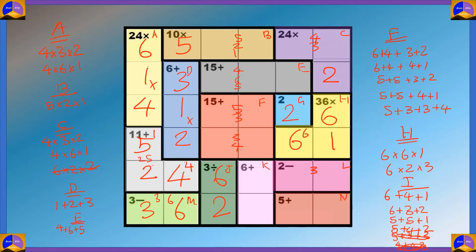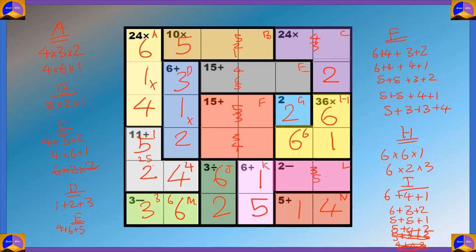Now, in cage N, the options are 2 plus 3 and 4 plus 1. We can eliminate the option 2 plus 3 because then it would be a repeat of both the numbers in the same row. We'll use the option 4 plus 1. 4 will go over here and 1 will go over here because 1 can't be repeated in the same column. Then for completing that row, 5 will go over here and 5 plus what is 6? 5 plus 1 is 6. And here, 5 minus 3 will go.